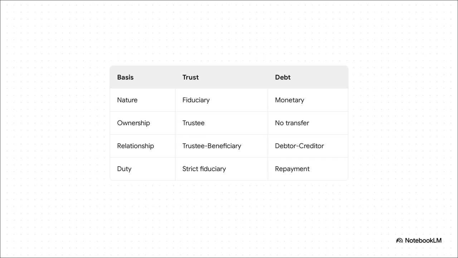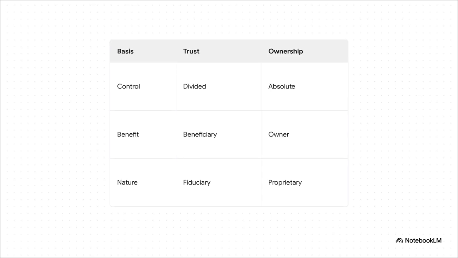So what's the core takeaway here? A debt is merely about money owed, right? But a trust involves actual property held under a sacred fiduciary confidence. Moving to our next table, trust versus ownership. Let's examine the basis of control. In a trust, it is divided between trustee and beneficiary, but in sheer ownership, control is absolute. Looking at the benefit, a trust exists strictly for the beneficiary, whereas ownership is strictly for the owner. And by nature, a trust is fiduciary, while ownership is proprietary.